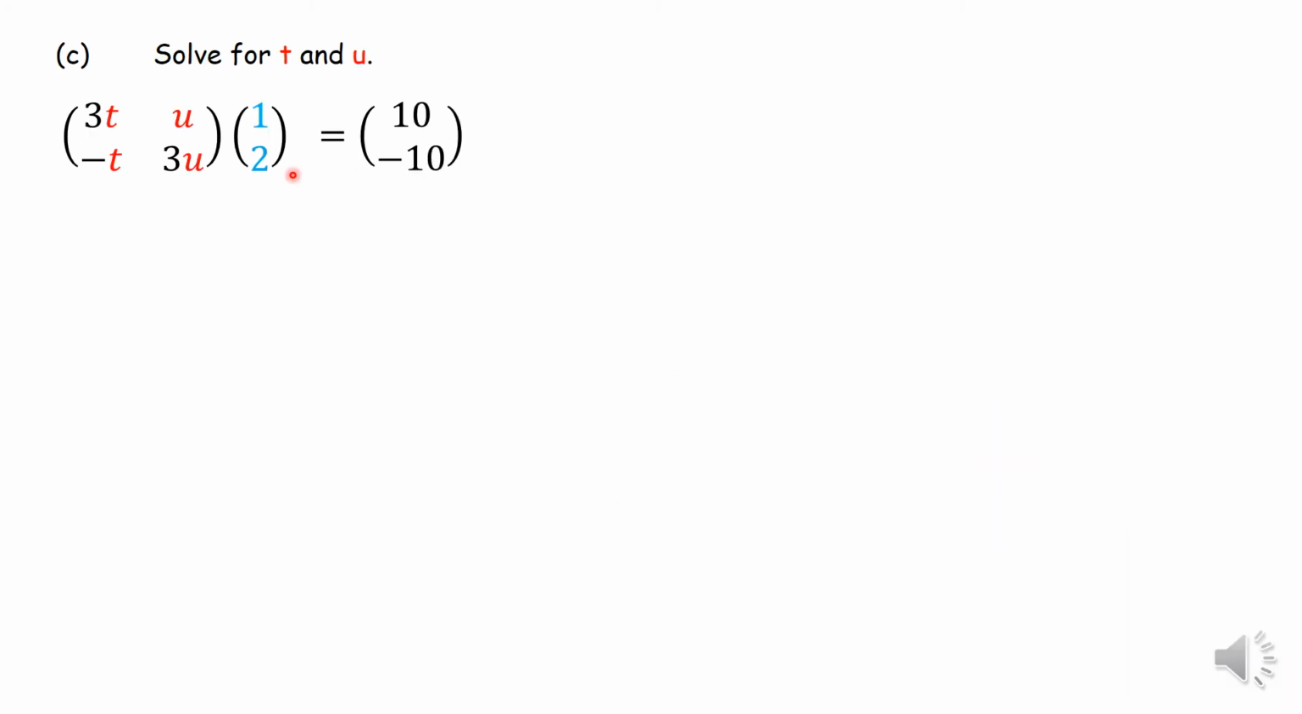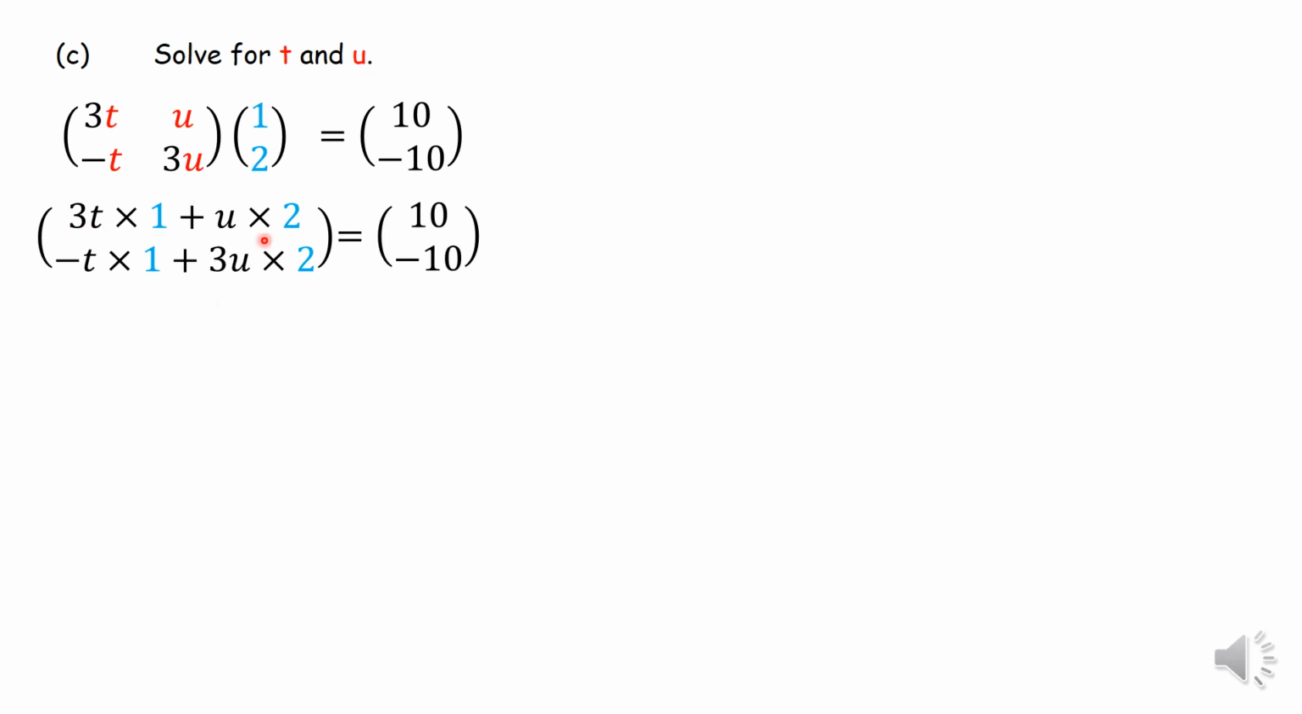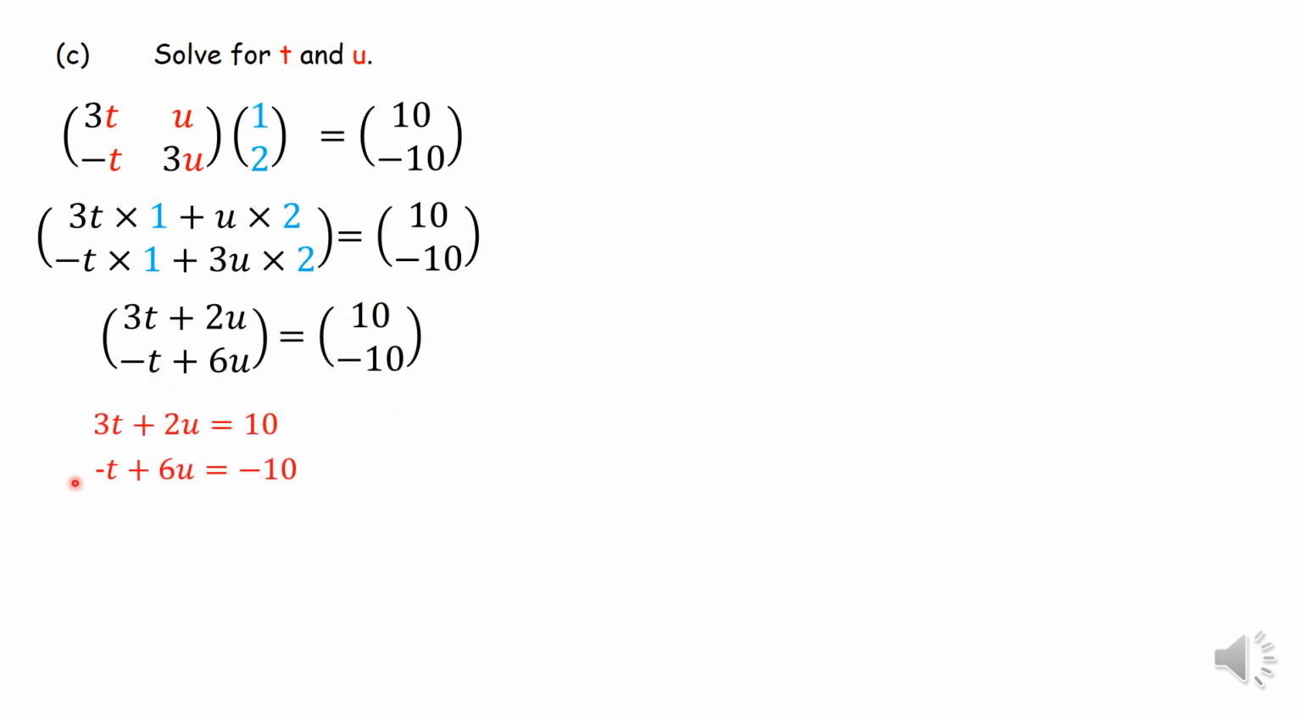Right, part C, you're supposed to solve for t and for u. Right, so you need to be a bit careful here. So you have 3t, u minus t, 3u, and then you have another matrix 1, 2, and it should equal to 10, negative 10. So first of all, let's multiply the left side. Let's multiply the left side, so it's the same as the one we did previously. And when you multiply, you're going to end up with 3t plus 2u and minus t plus 6u obviously equals to that. So this means that we now have two simultaneous equations.